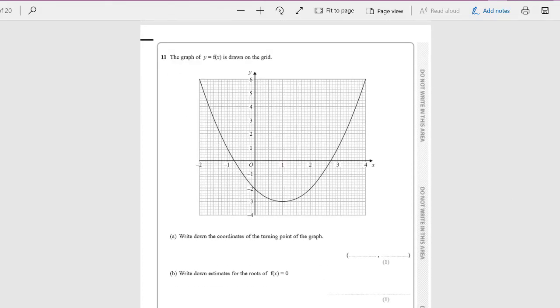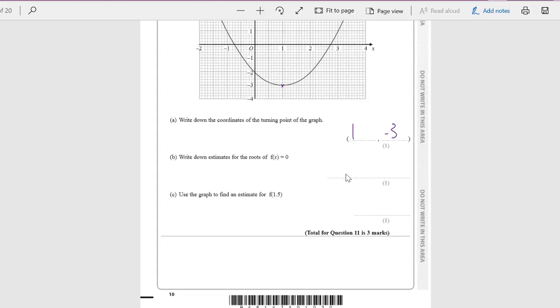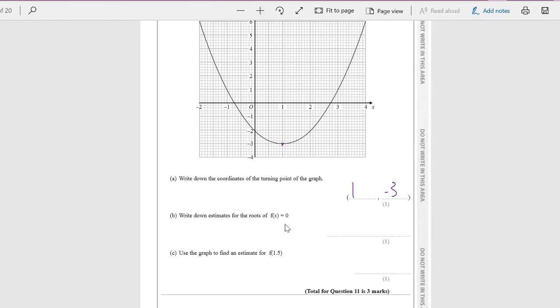Question 11. It says the graph of y equals f(x) is drawn on the grid. So this is a function. Write down the coordinates of the turning point. So the turning point, as we know, is literally where the gradient goes from being 0 and changes its sign, if you like. So that's where the gradient is equal to 0. So that would be 1 and minus 3.